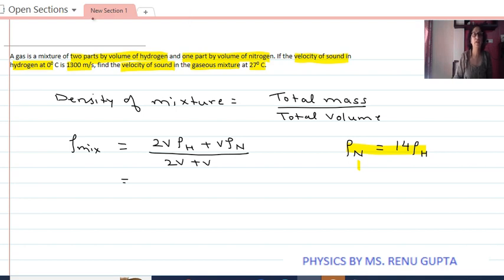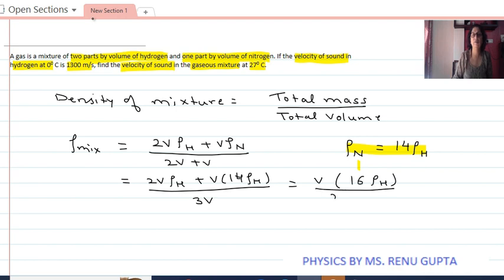So now putting this, we get 2 times volume V into rho h plus V into 14 rho h divided by 3V, or we can say this is V, 2 rho h plus 14, that is 16 rho h upon 3V. So V gets cancelled. We get density of mixture is equals to 16 rho h upon 3. So this is our relation number 1.